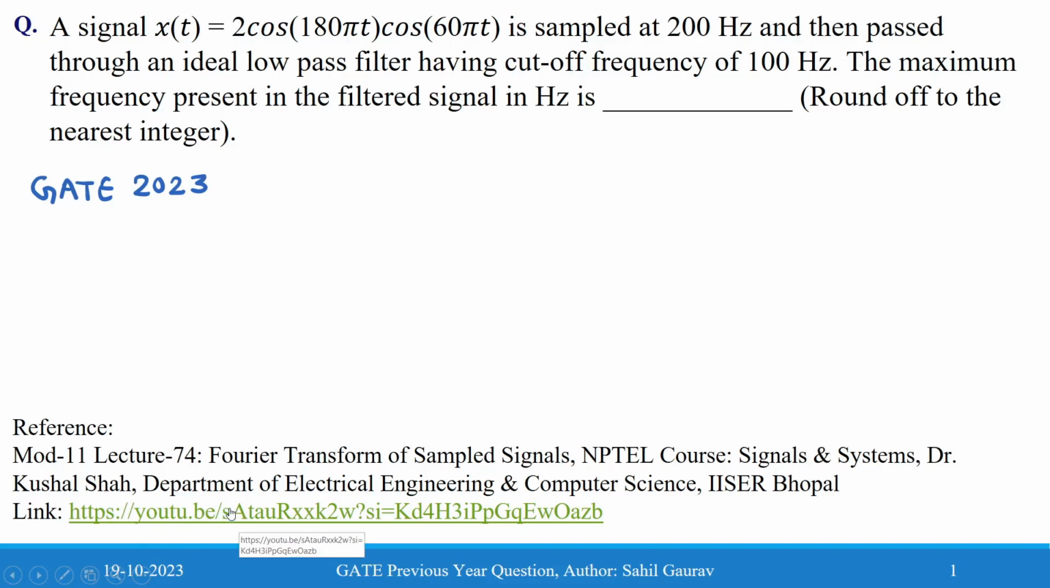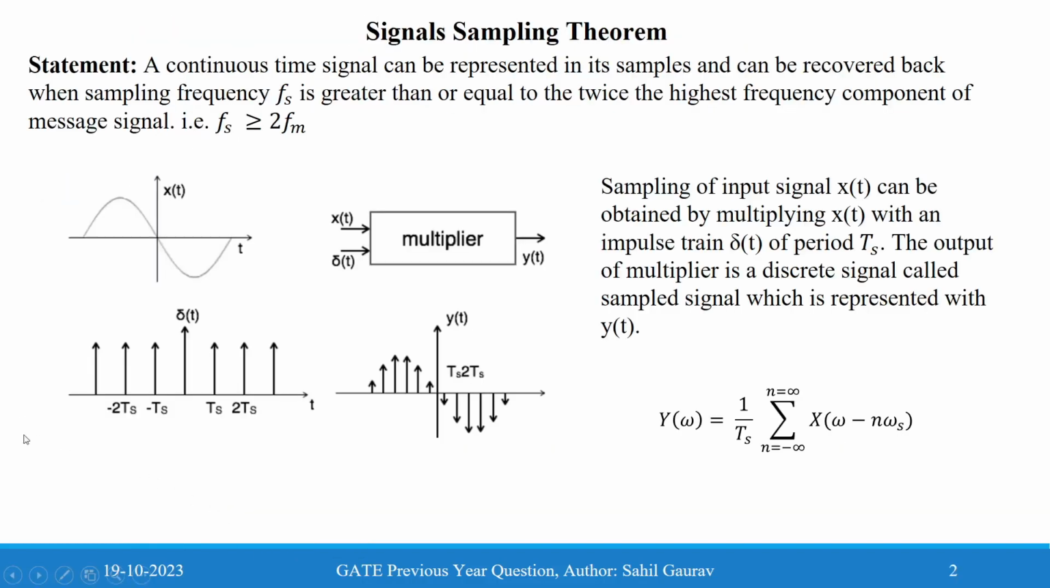Before we begin to solve this problem, let us have a quick recap of the basics of the sampling theorem and the output of a sampler. The sampling theorem states that a continuous time signal can be represented by its samples and recovered back when the sampling frequency fs is greater than or equal to twice the highest frequency component of the message signal, that is fs ≥ 2fm. This question does not ask about the sampling theorem, but the basics of the sampler we will see through this picture.